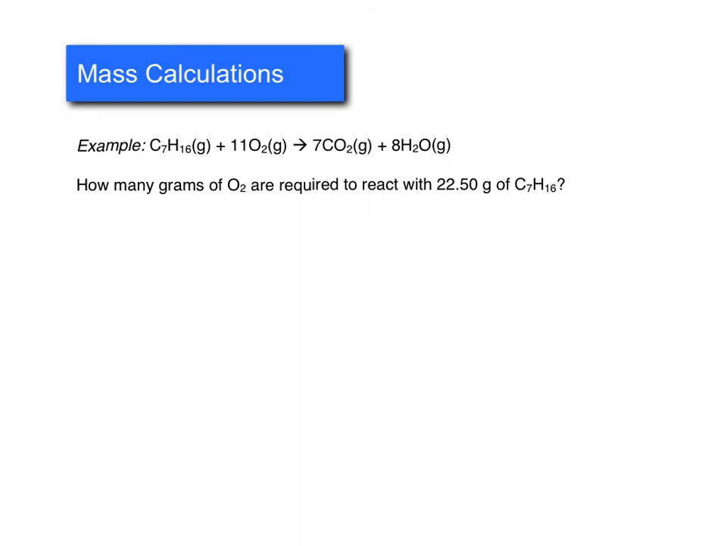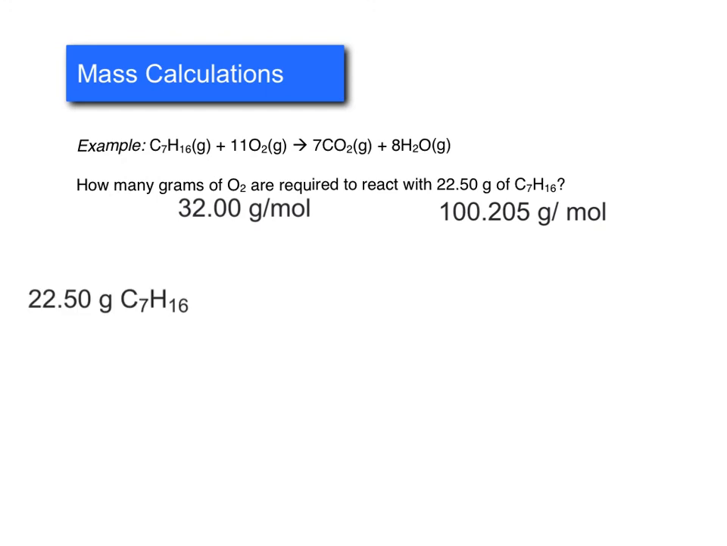And so first we need to get molar masses for each of those things because we're going from grams to moles to moles to grams. All right, so the molar mass of heptane comes out to be 100.205 grams. And the molar mass of oxygen is 32.00 grams. Okay, and then we're going to start with what we're given, which is 22.5 grams of heptane. And the first thing we want to do is convert that to moles. So 1 mole of heptane is 100.205 grams. Okay, and we want the grams on the bottom so they cancel.